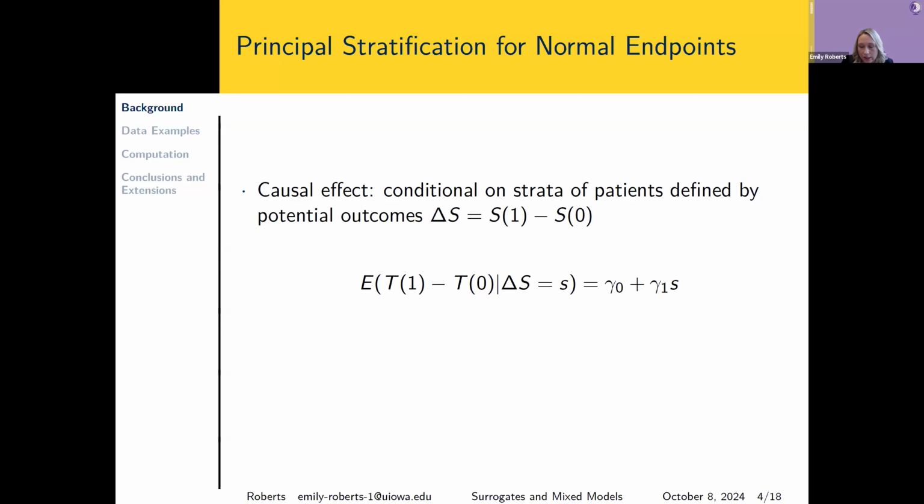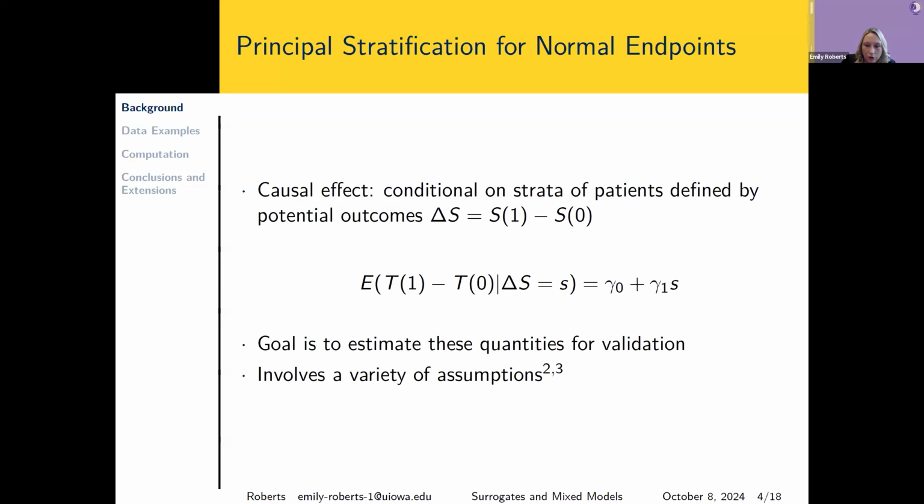So this will be more clear on the next slide with a graphic, but in general, this is the causal estimand that we're interested in. It's the effect of the treatment conditional on strata of patients defined by the surrogate potential outcomes. And our ultimate goal is to estimate these quantities. As we'll see, these two key gamma quantities actually will tell us whether or not the surrogate is valid. And as we'll see, there's a variety of assumptions that are involved in doing so.